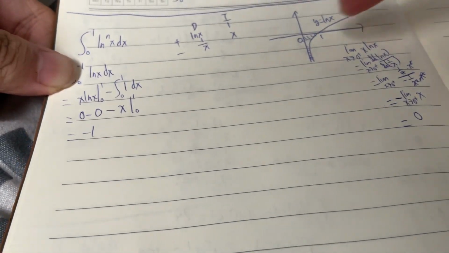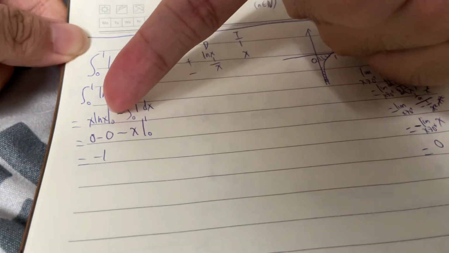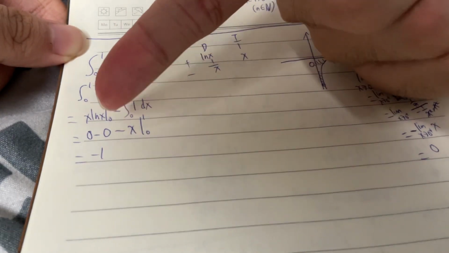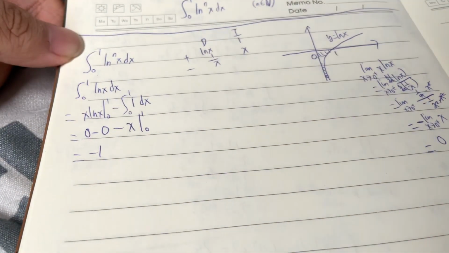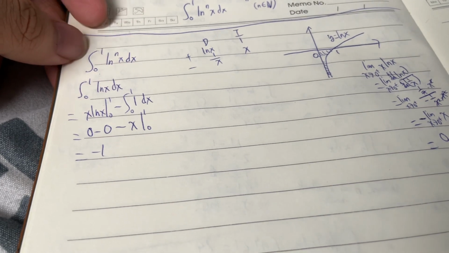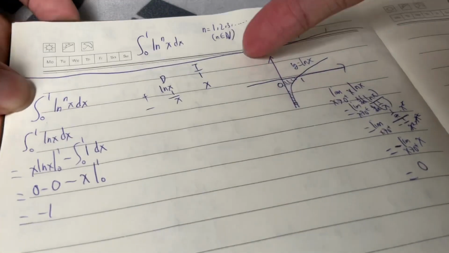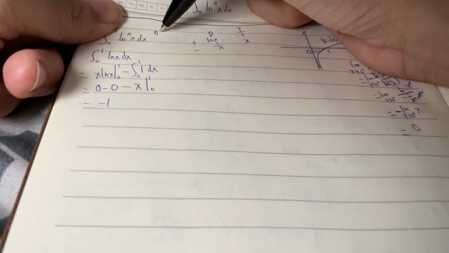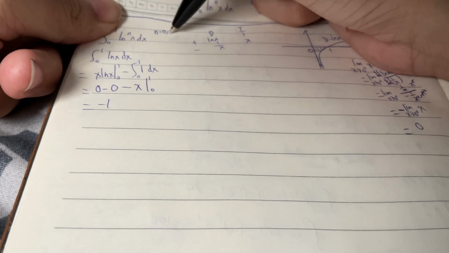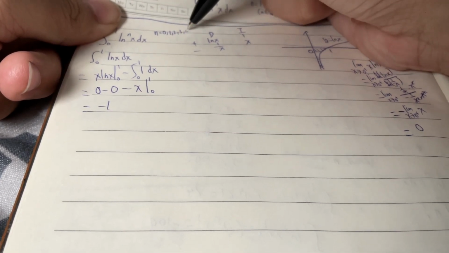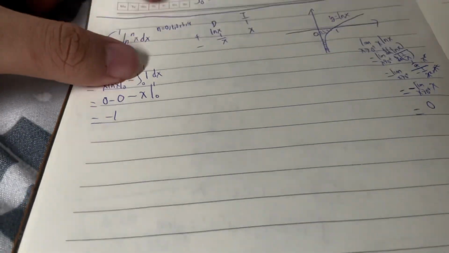What's your ln x? Going from 0 to 1, the integral of ln x is equal to negative 1. So we know that... I forgot something, and this is not correct. The n should be 0, 1, 2, 3, 4, like that, and then dot dot dot.